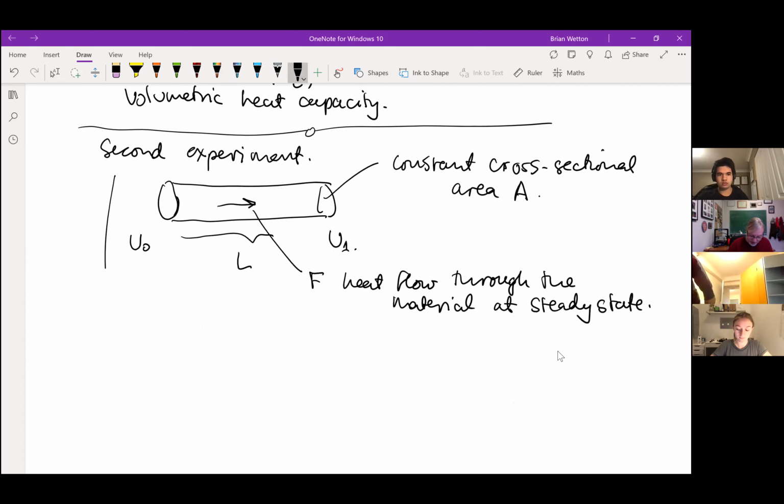And the experiment shows that the amount of heat flow is proportional to the temperature difference and proportional to the cross-sectional area.